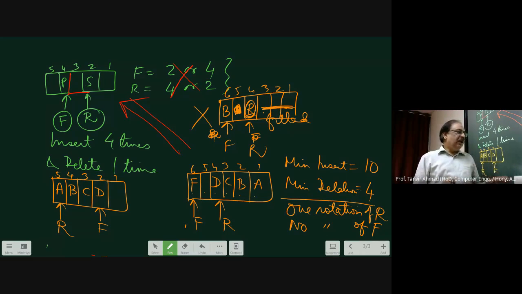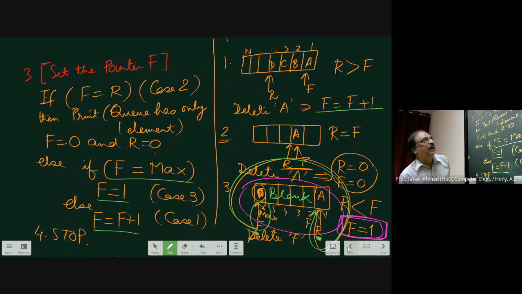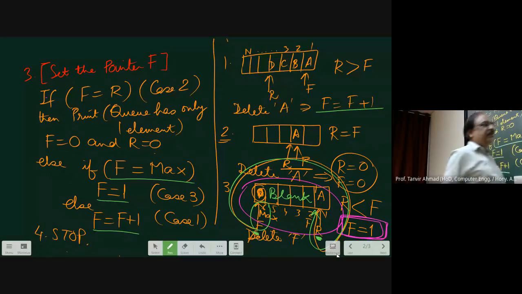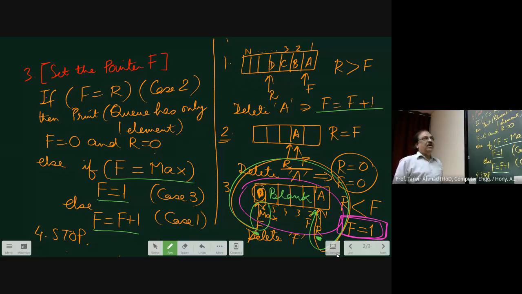Okay. Now that means if F is always bigger than R, it means the rotation has taken place. It is a simple case. If you see in the last algorithm, when I say F is bigger than R, it means rotation is there. Otherwise, if it is not like that, it means there is no rotation.